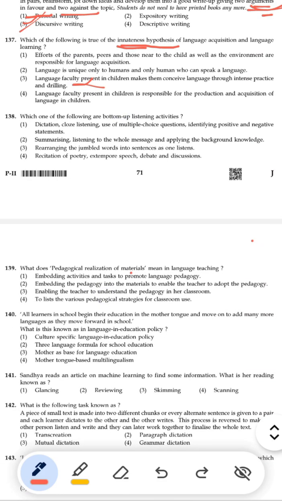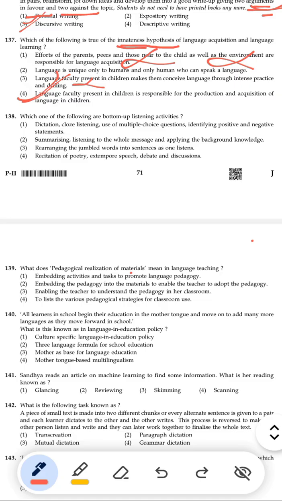Option 1 says it is about the effort of parents, peers and those near to the child as well as the environment. No. Language acquisition is something which is inbuilt or innate in the child from the time of birth itself. So option 1 is also wrong. Option 2 says language is unique only to humans. No. Even animals have their own language. Even other organisms have their own language. Language faculty present in children is responsible for the production and acquisition of language in children. Option 4 is the correct answer.